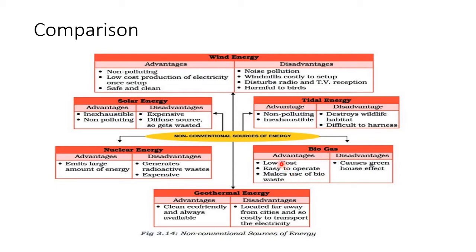So we are speaking about the advantage as low cost. It is very easy to operate and generate heat, and it makes use of bio waste. The one that we were going to dump, it is rather put into this, and gives us good manure also, and heat also. It can be used as a fuel, burning fuel. And in disadvantage, it causes greenhouse effect, because a lot of methane is released when these things are digested.